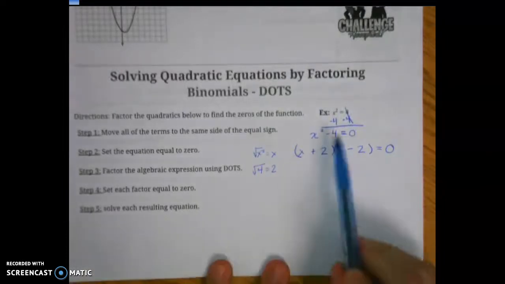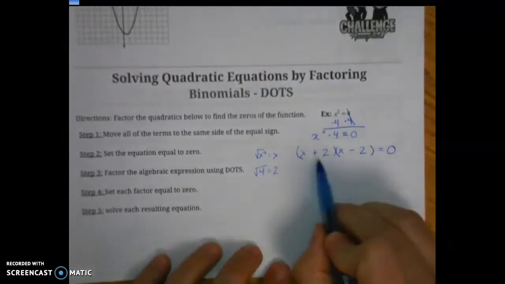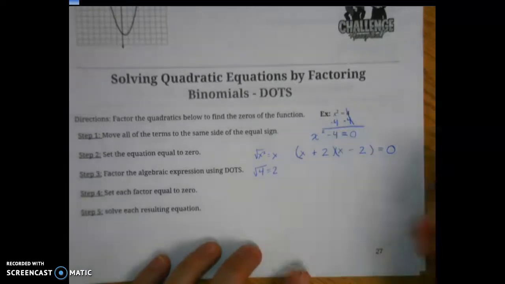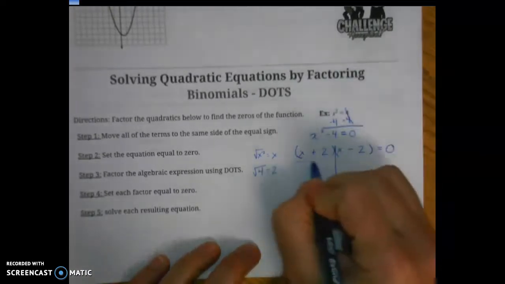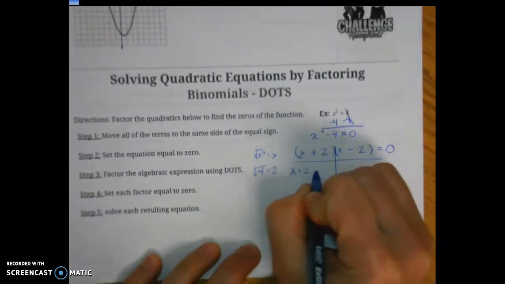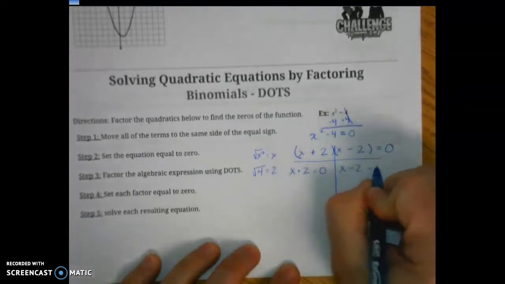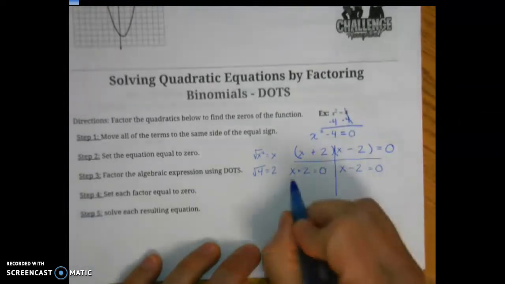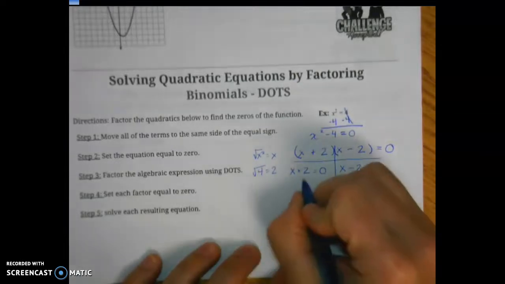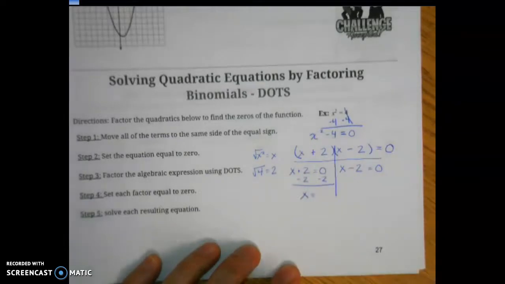Okay. So once I have the expression factored, I'm going to use the same process as yesterday, where I take both factors and set them equal to 0. So I set up a little table like this and I say, okay, x plus 2 is one of the factors. I'll set that equal to 0. And the other factor is x minus 2, so I'll set that equal to 0. Okay. Now I'm going to solve this one-step equation by subtracting 2 from both sides. And I'll get x is equal to negative 2.